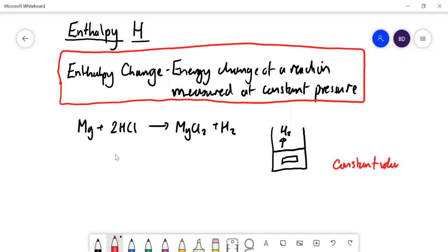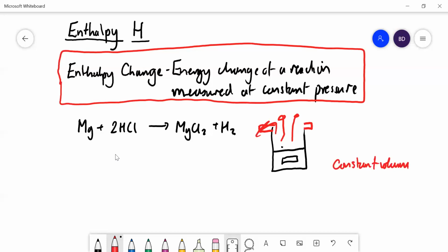At constant volume, if you put a lid on that and sealed it so nothing could get out, then the pressure would increase. And if you measure the energy change at constant volume, it would be slightly different from the one measured at constant pressure. In actual fact, you'd get slightly more energy out at constant volume, because this hydrogen gas has to do a bit of work against the atmosphere when it comes out, and so you lose some of the energy in that way. But don't worry about that. They do occasionally ask what is the definition of enthalpy change, and it's at constant pressure.